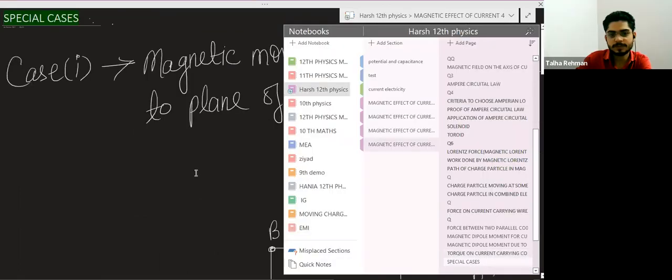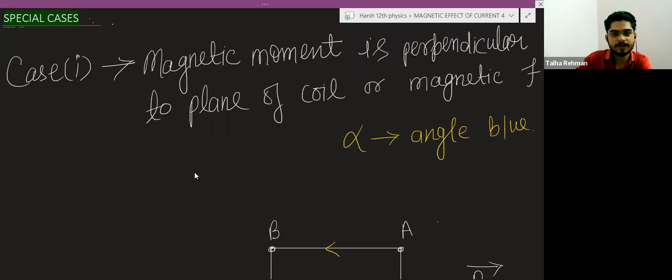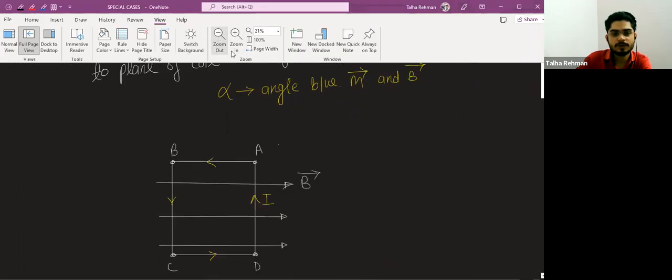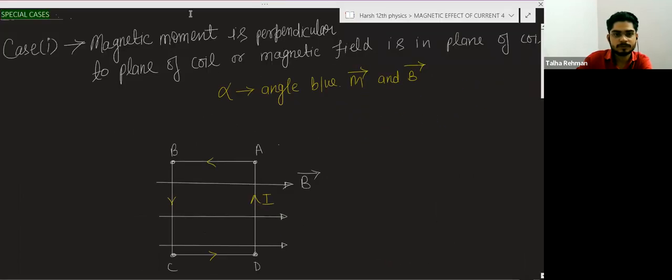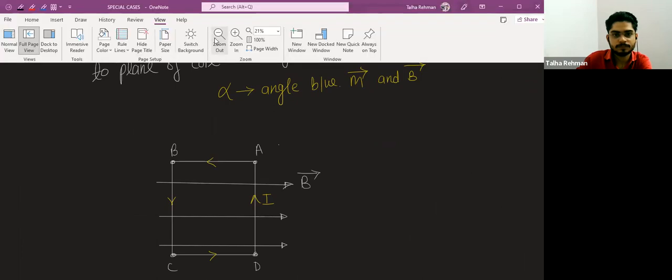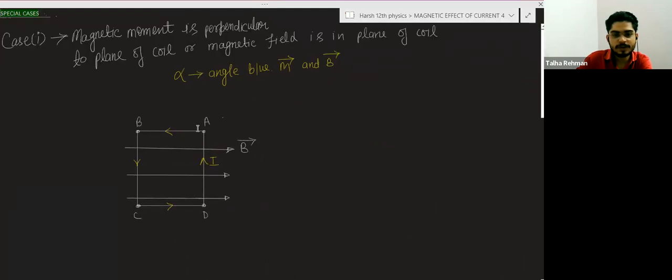So now there are some special cases regarding torque on a coil. So this is the coil ABCD, and the magnetic field is in this direction.